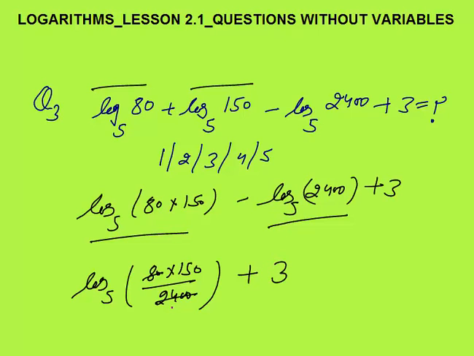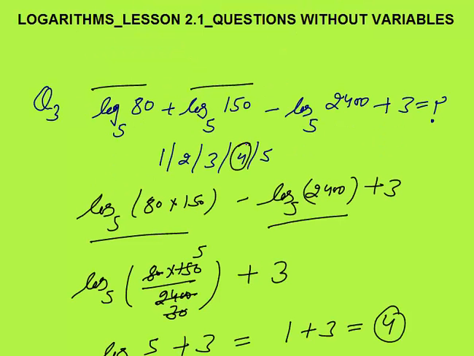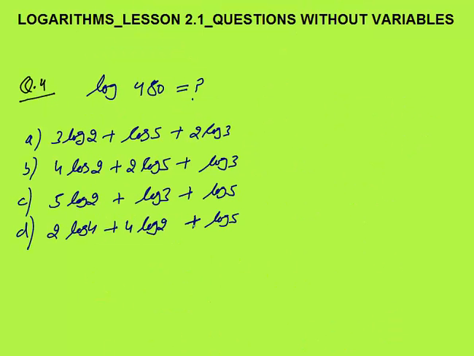Now 80 into 150 upon 2400 is 5. So you are left with log 5 to the base 5 plus 3. Now number and base are the same, so this will be 1, and 1 plus 3 is equal to 4. So the answer will be option number 4. Question number 4 is log 480, what is it?